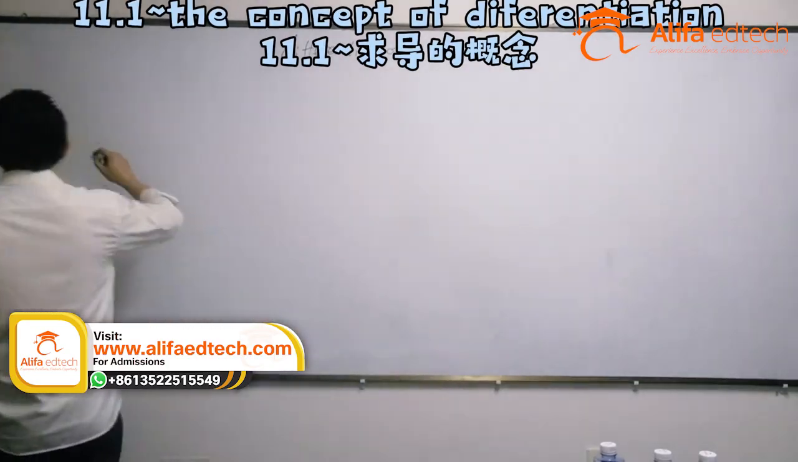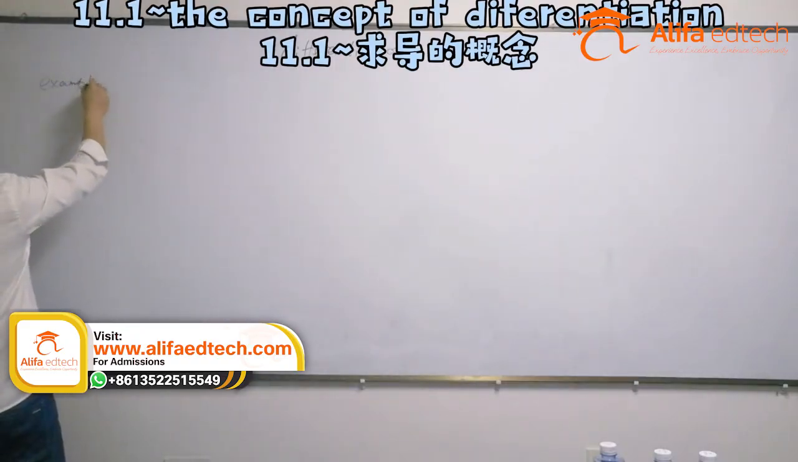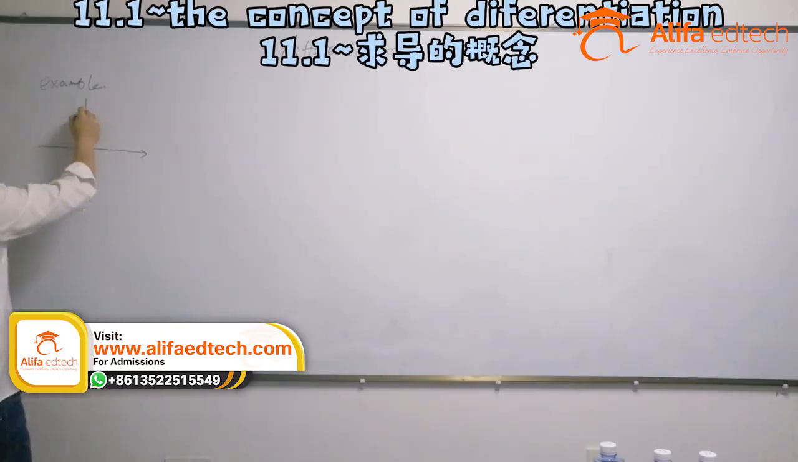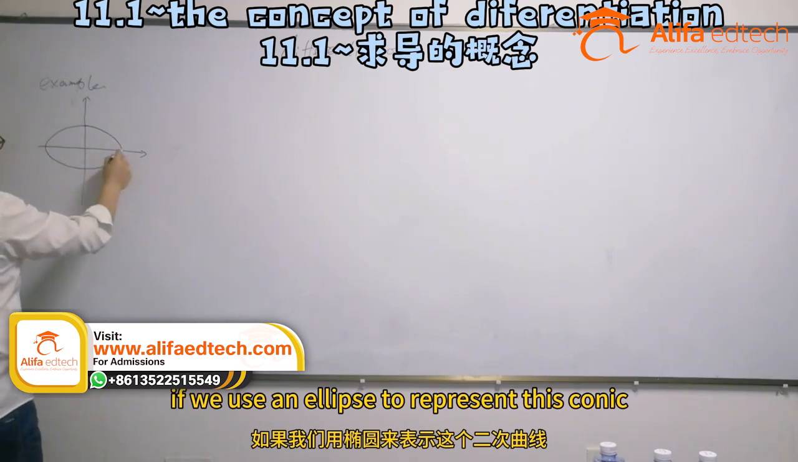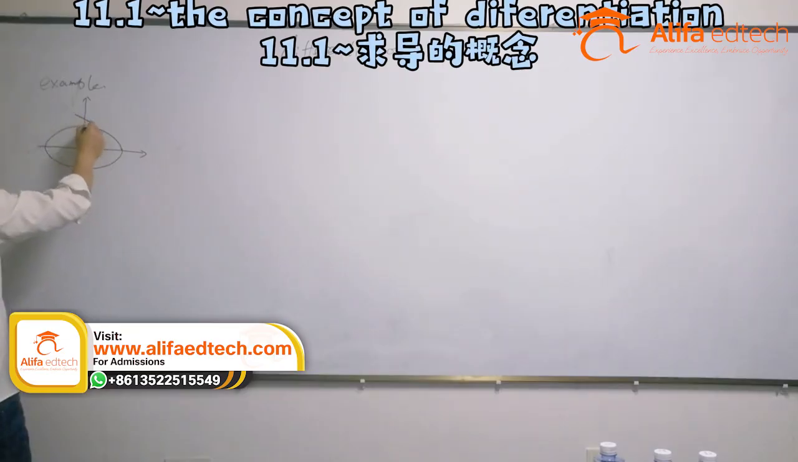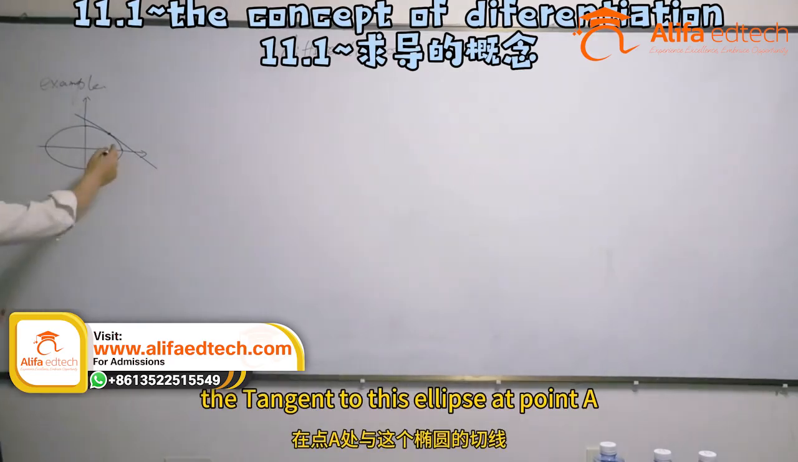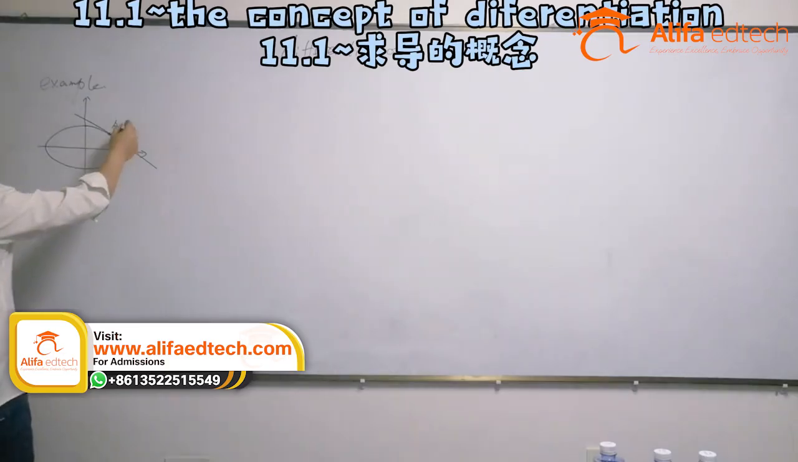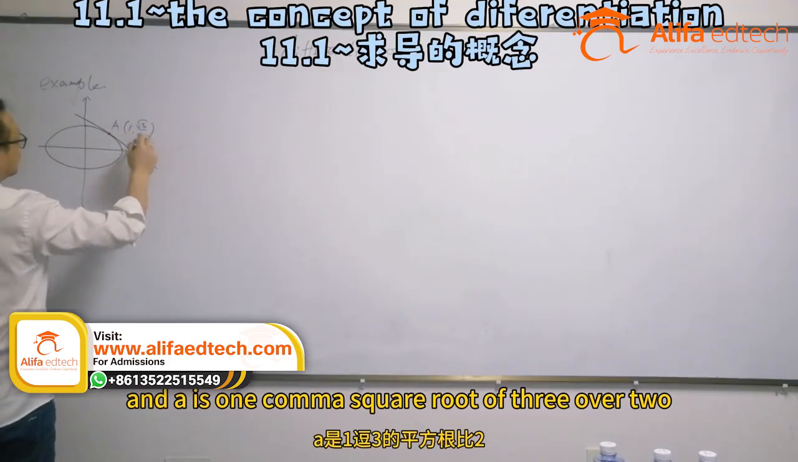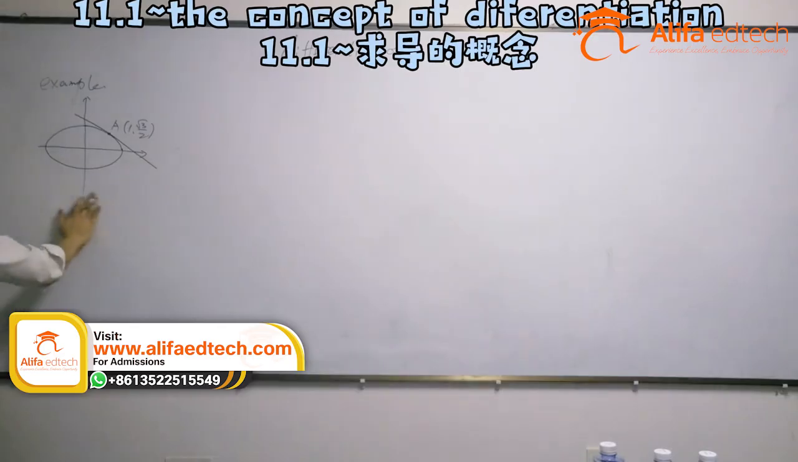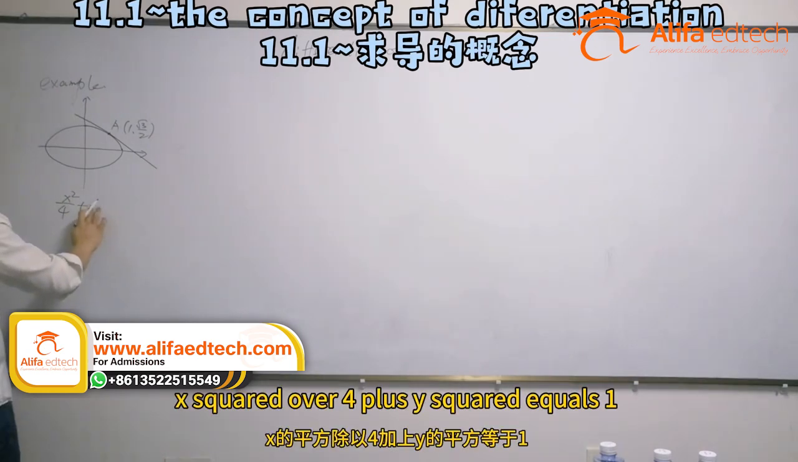For example, if we use an ellipse to represent this conic, and we want to find the tangent to this ellipse at point A, and A is (1, square root of 3 over 2), and this ellipse is x squared over 4 plus y squared equals 1.